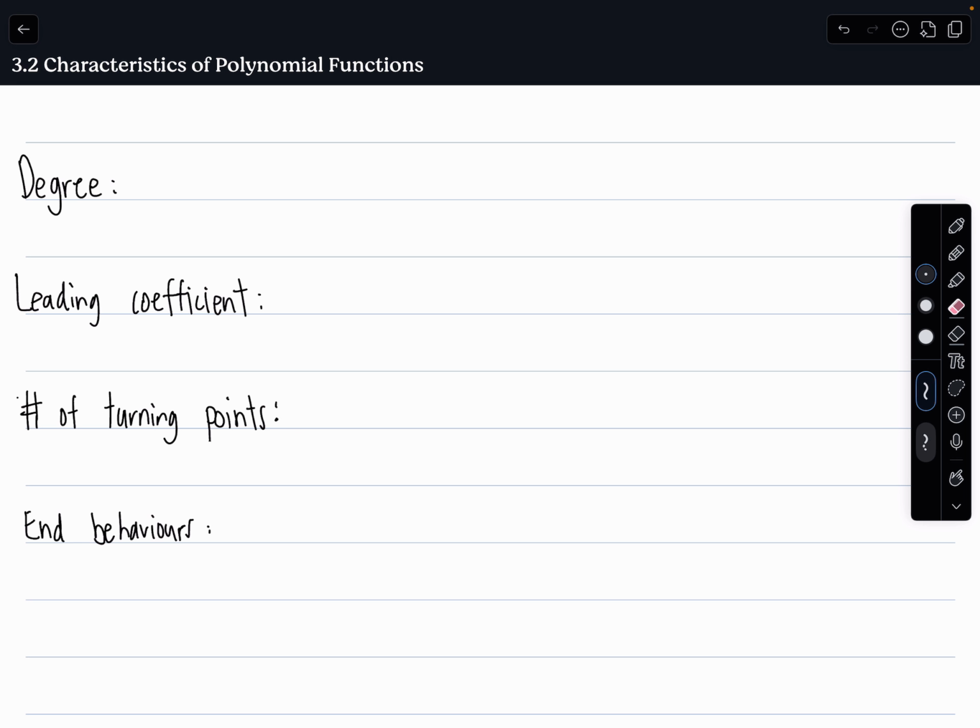Welcome to our lesson 3.2, Characteristics of Polynomial Functions. This is taken directly from the Nelson Advanced Functions textbook.